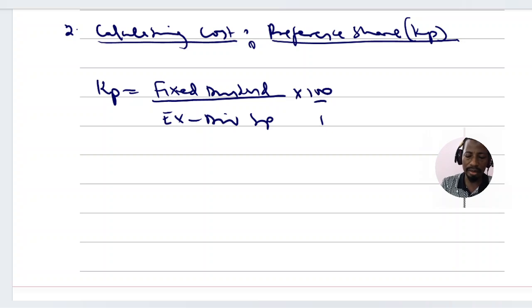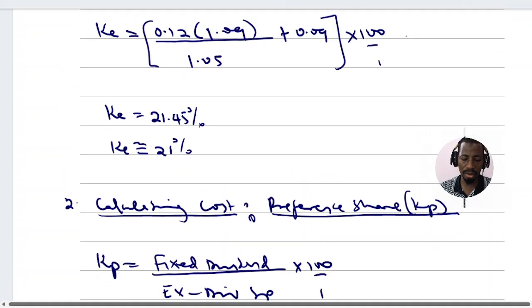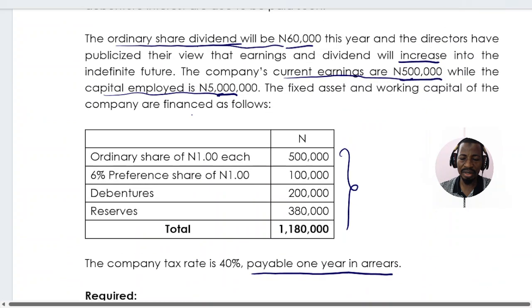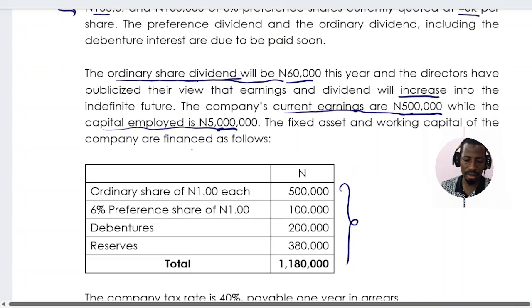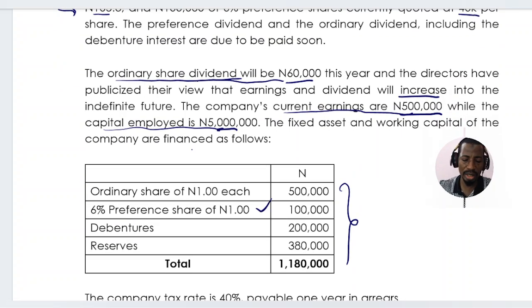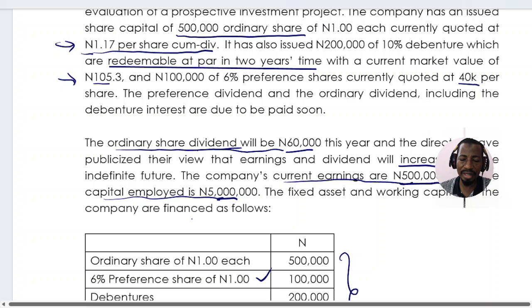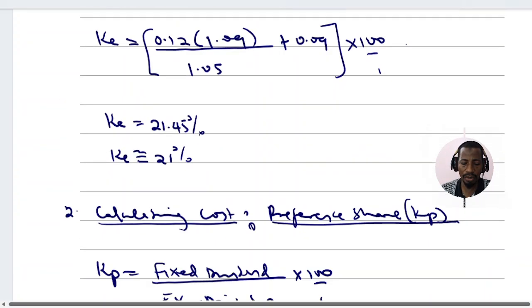So in that case, the cost of irredeemable preference share will be equal to, I will go to the question, what's the dividend? According to the question, we are told that dividend is 6% preference share. So 6% of the nominal value. The nominal value of the preference share is 1 naira. Therefore, 6% of 1 naira will be 6 kobo. Okay, 6 kobo divided by ex-div share price, because we are told that preference dividend has not been paid. So the market value of this 40 kobo will need to be converted to ex-div share price. So let's go and do working for that.